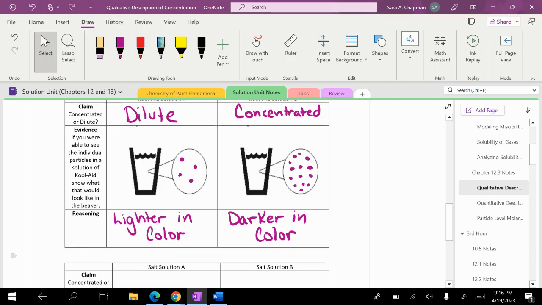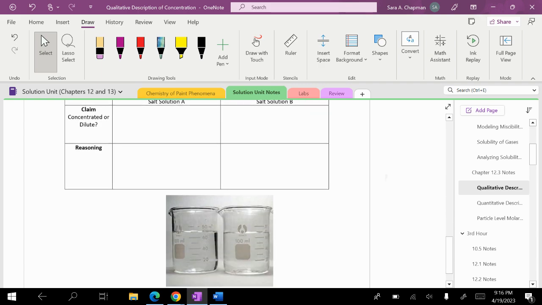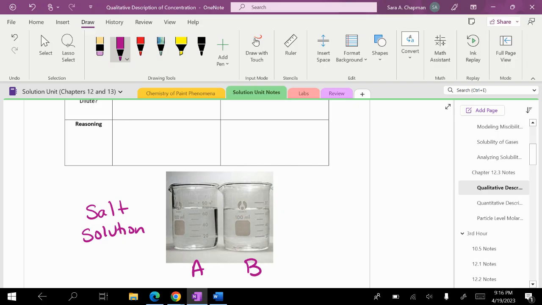So now what we're going to look at is two salt solutions. We're going to look at salt solution A and salt solution B. So I have two salt solutions, A and B. And so I want you to turn to the person next to you or in front of you, and I want you to tell them which one you think is more dilute, A or B, and give your reasoning. What is your reasoning for that answer? Which one would be more dilute, A or B?